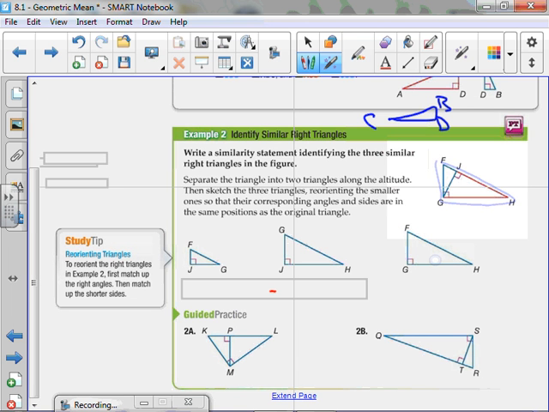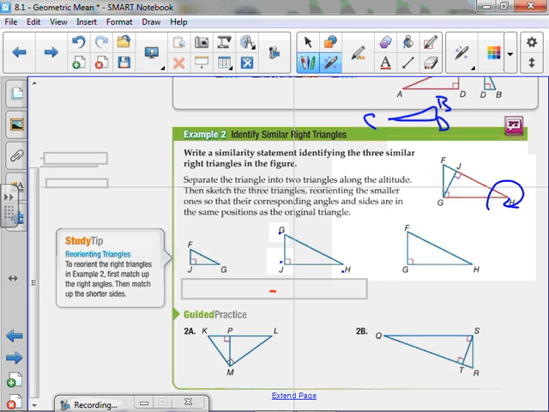Now what I want to do is take my slightly smaller one, J, G, H, and turn that, if necessary, so that it's facing the same way. Well, the thing is, where is the right angle there? At J. So I need to flip that around so that J is at the bottom, which puts G at the top here, and H over on the side.